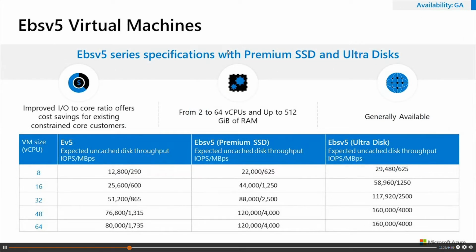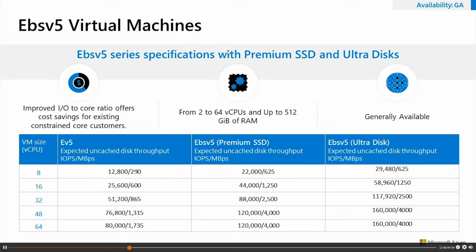Now let's check out some of the benefits that you would have with the Ebsv5 series. With the higher IO to core ratio, you can now consolidate your existing workloads into fewer and smaller VM sizes and get the desired cost savings.